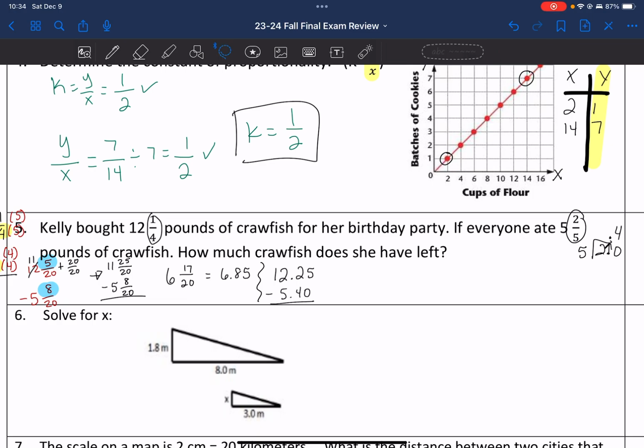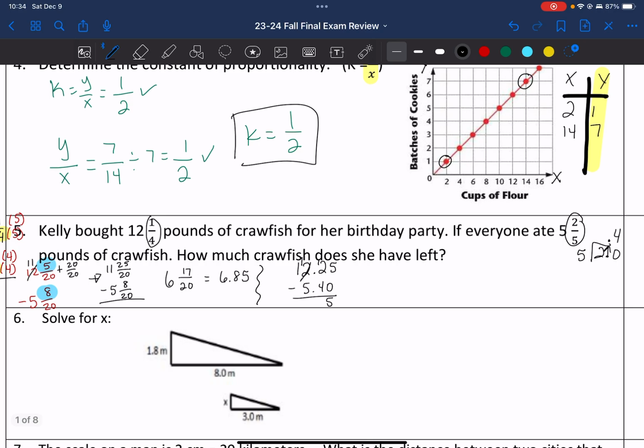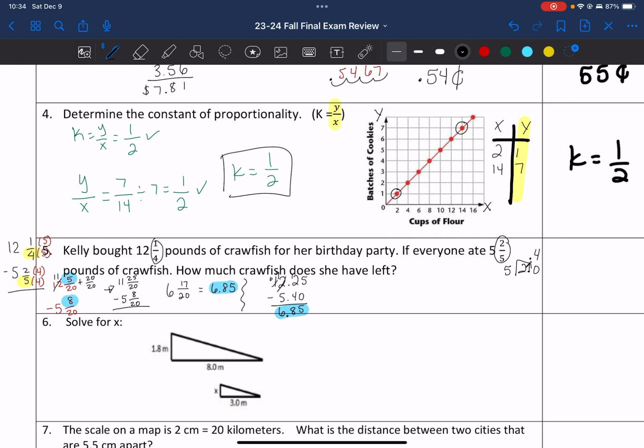I'm going to subtract this now, okay? So here, can't do 2 minus 4, so I'm going to have to borrow. Now 12 minus 4 is going to be 8. And then 11 minus 5 is going to be 6. And my decimal goes right here. Okay. If you look, my answer here and my answer here are the same. Okay. So it works both ways.